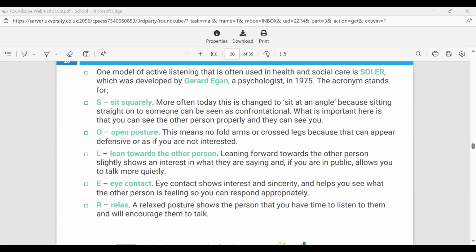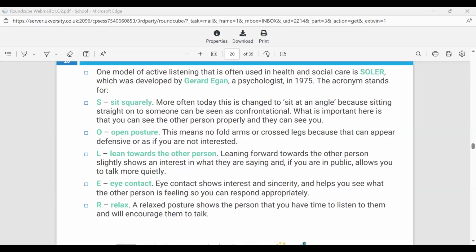The SOLAR model is where you sit squarely. The S is for sitting squarely, O is for open posture, L is for leaning towards the other person, making them feel that you're interested in them. E is for eye contact, which is really important and shows that you are taking on board the other person's feelings. And R is for relaxing. Make sure you've got a relaxed persona so that the person is able to understand.